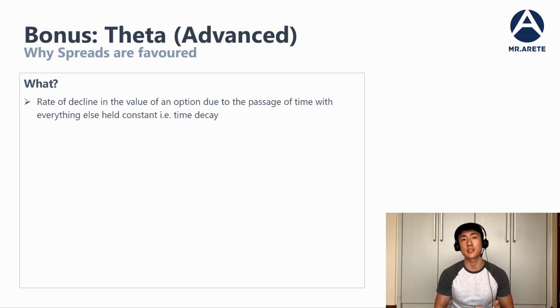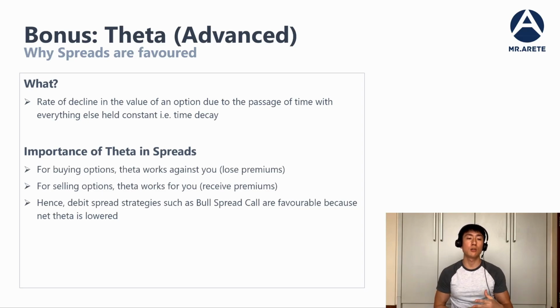Theta is actually a Greek in the options world. So what is theta? Theta is the rate of decline in the value of an option due to the passage of time, with everything else held constant, also known as time decay. Before we go through why it is important, just understand that when you buy options, time decay works against you and you're losing a certain premium every day. And when you sell options, time decay works for you and you're receiving some premiums every day.